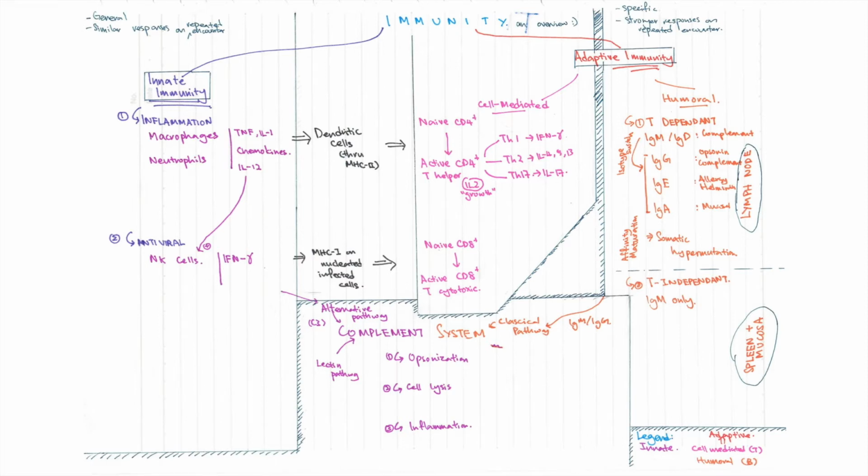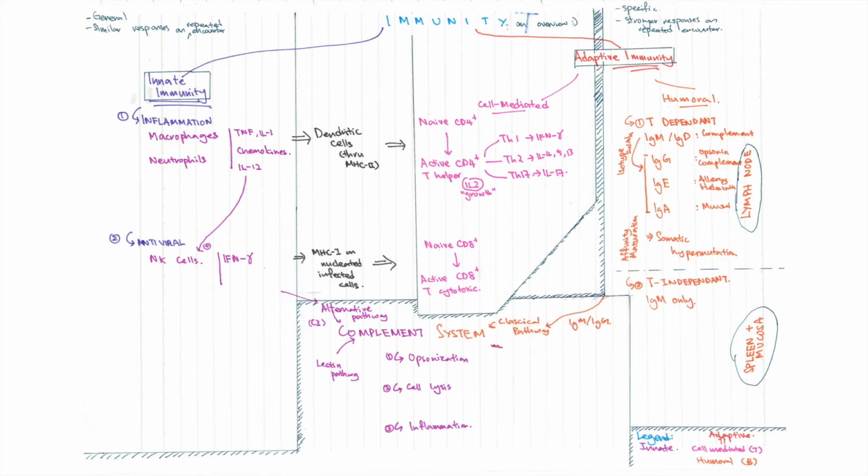Under innate immunity, there are two main reactions that you need to know, firstly inflammation and secondly antiviral response. For inflammation, the mediators are macrophages and neutrophils. The details you should read in your lecture notes. Then for antiviral, the main mediator is natural killer cells.